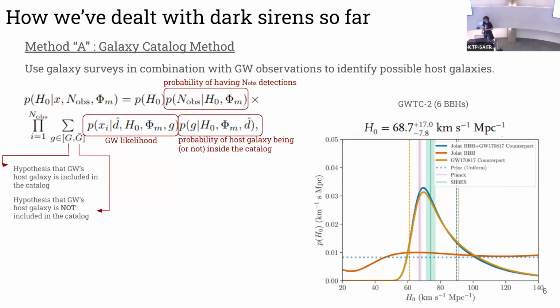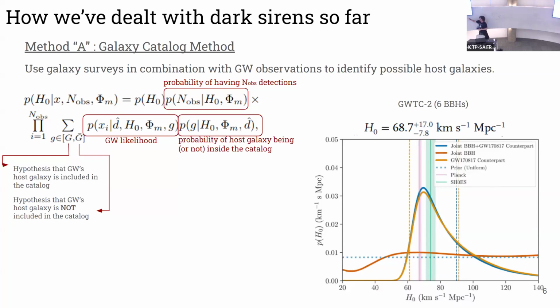Only 6? You have many more. I mean, this is for the second run, so they have not used this for the third run yet? No, this is the second run. Yes, you already have a third run. They use this technique for the third run as well. I will show you the result.